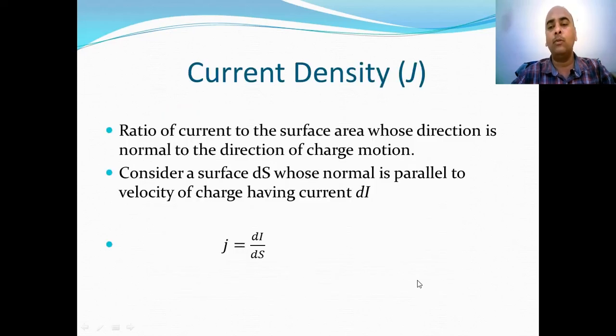So next is about current density. Current density, as we know, is current per unit area. The ratio of current to the surface area whose direction is normal to the direction of charge motion is known as current density. So consider a surface dS whose normal is parallel to the velocity of charge having current dI, then the expression of current density can mathematically be represented as dI by dS.